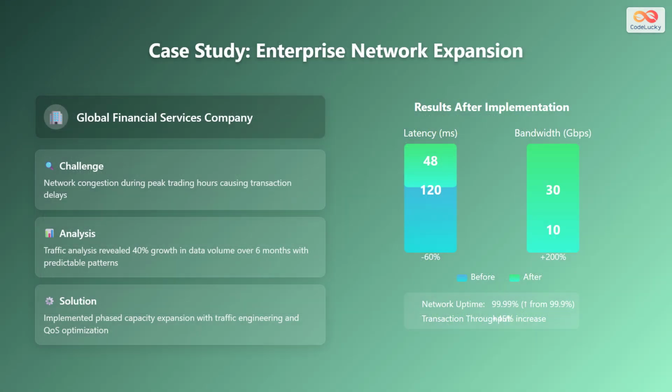Let's consider a case study involving a global financial services company. The challenge was network congestion during peak trading hours, which caused transaction delays. Analysis revealed a 40% growth in data volume over 6 months with predictable patterns. The solution implemented a phased capacity expansion, along with traffic engineering and quality of service optimization. The results showed a 60% reduction in latency, a 200% increase in bandwidth, and network uptime improved to 99.99%. Transaction throughput increased by 45%.